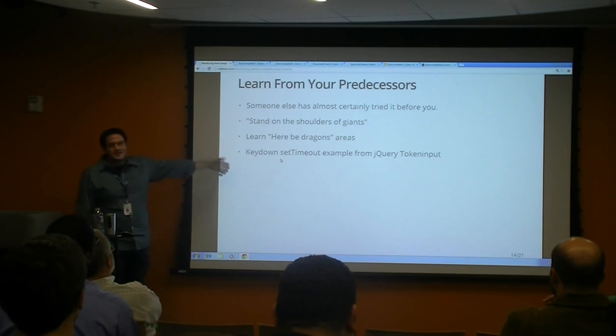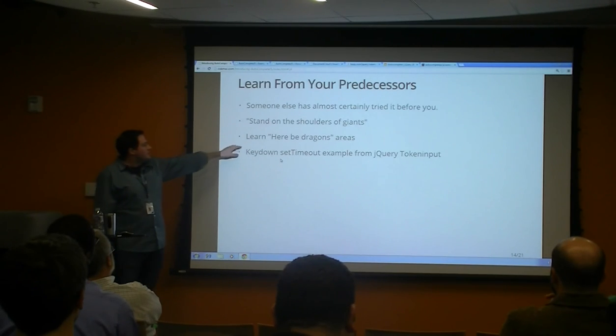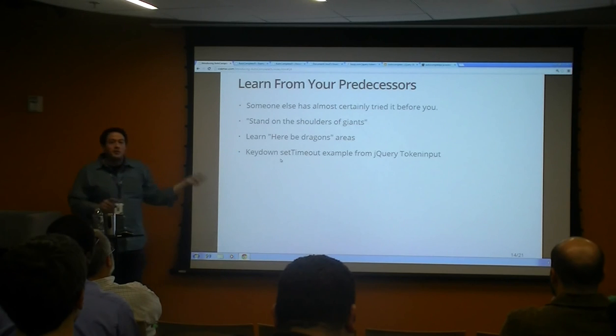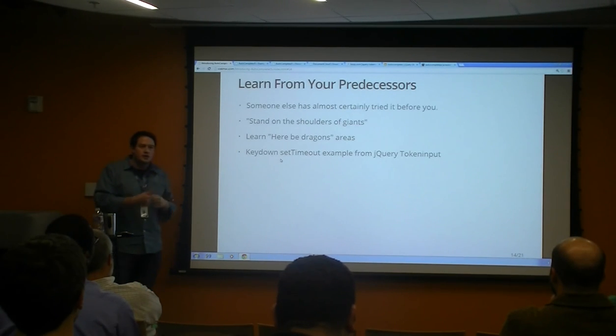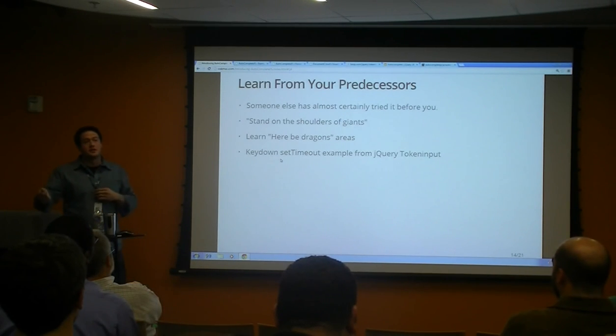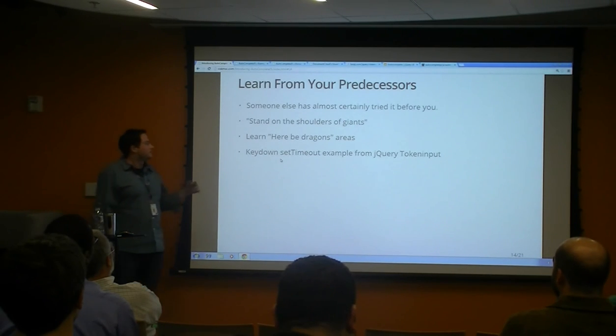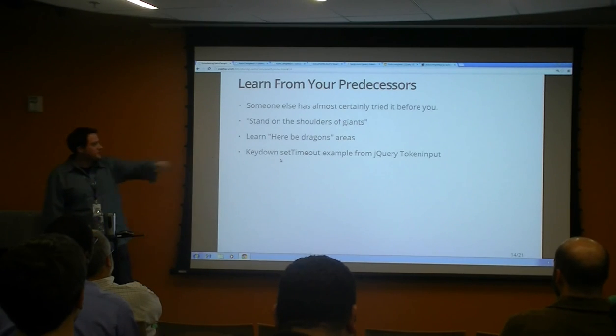Stand on the shoulders of giants, it's kind of self-explanatory. One of the great things is you can learn where other people had problems. It's one thing to come up with a new, innovative, creative solution to something. It's another to see, oh wow, he had problems here. How can I either mitigate that, or is that part of the complexity? Am I going to have to deal with that no matter what I do? This is wonderful. So I read the source code of jQuery Token Input.